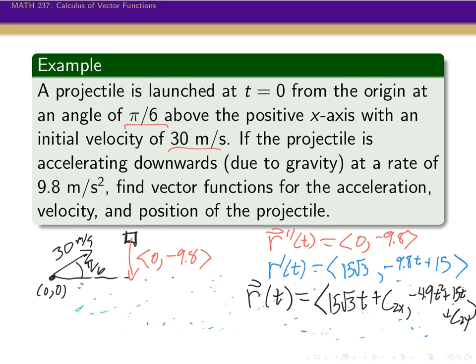How do we figure out what the c2x and c2y are? Well, r of 0 is pointing to its position at time equals 0, and at time equals 0, it's at the origin. So r of 0 is 0, 0. So plugging in 0 to my r of t, you're going to get that c2x has to be 0 and c2y has to be 0. So let's take them away.